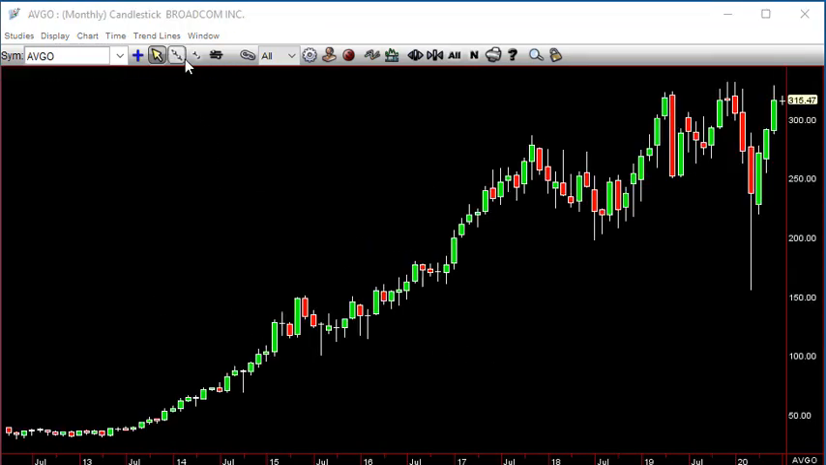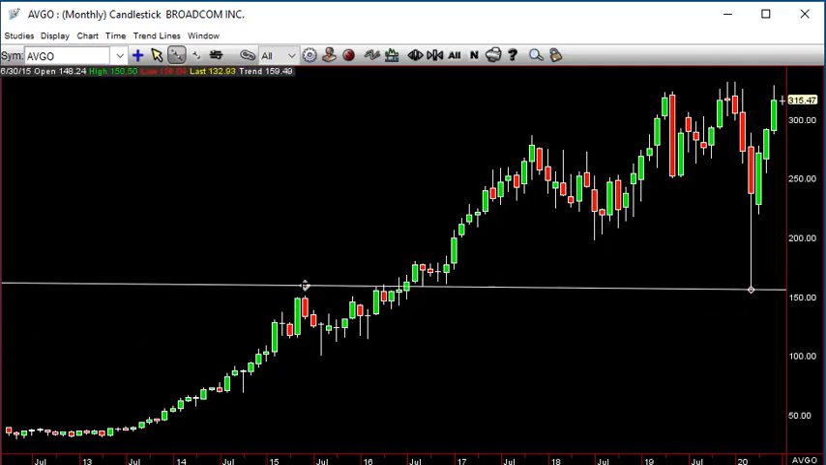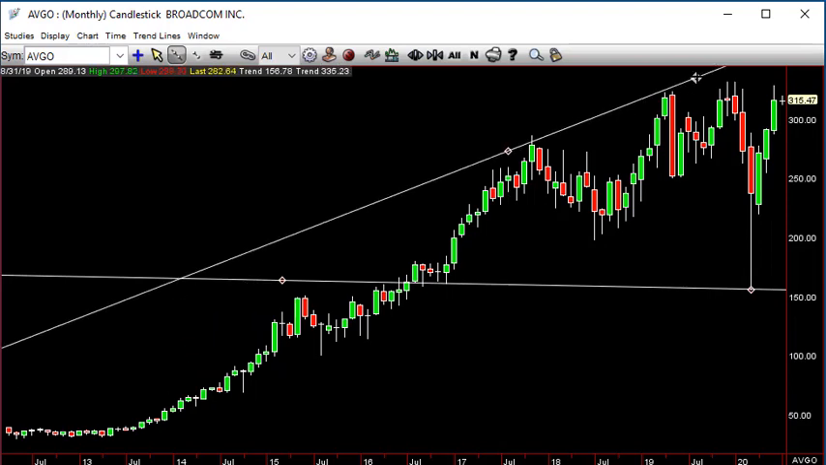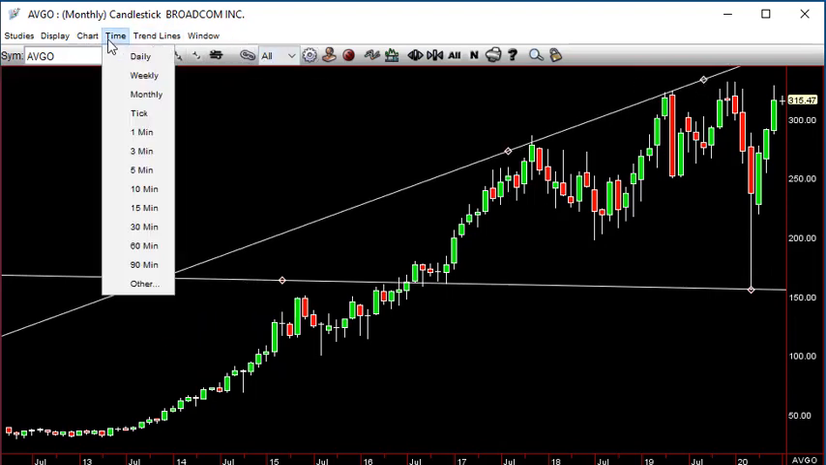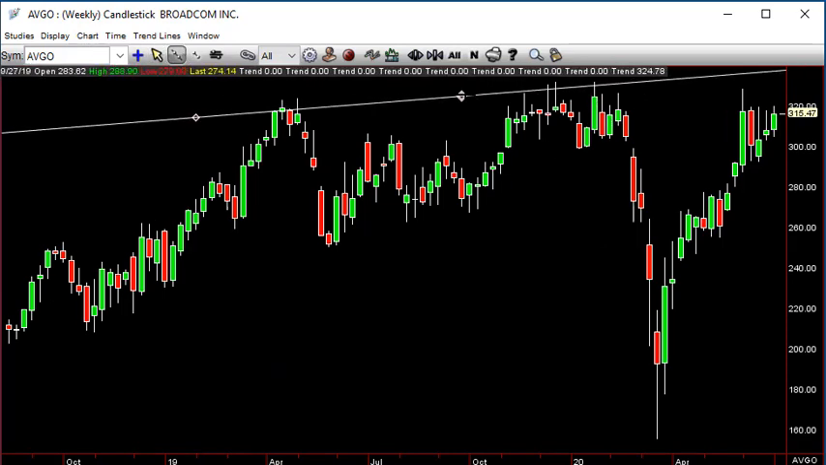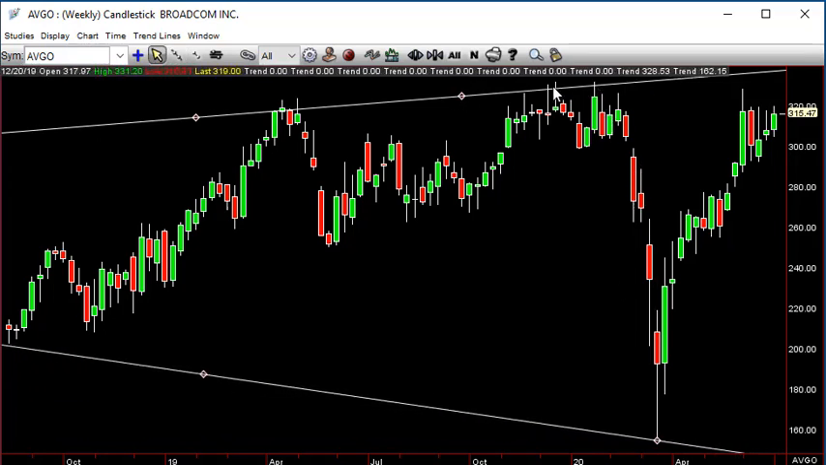AVGO. Weekly. Still trying to come up into this stuff. This to here, an outside bar of all this. This is what we look for. The down, taking out the previous range to the downside. Reversal, back to the upside. Off she goes.